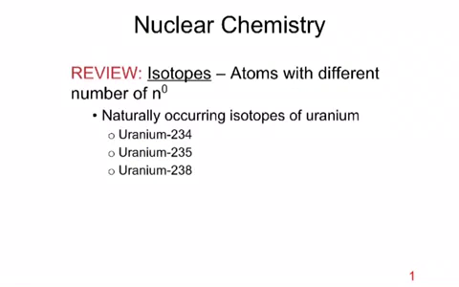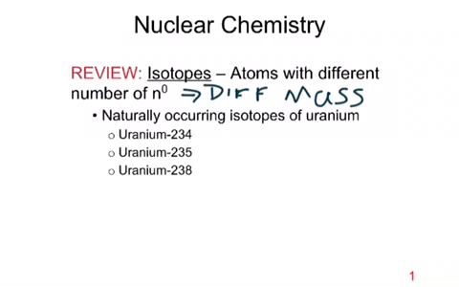Now, also something for us to review is isotopes. Isotopes, remember, were atoms of the same element, but they had a different number of neutrons. With them having different neutrons, they had to have different masses because of the different neutrons.